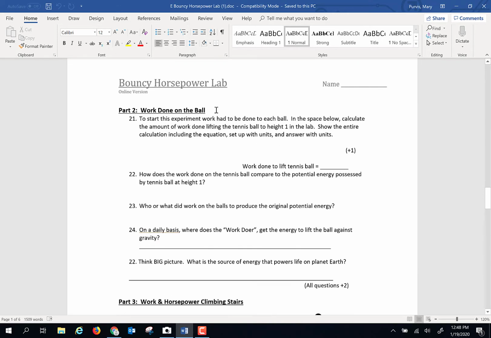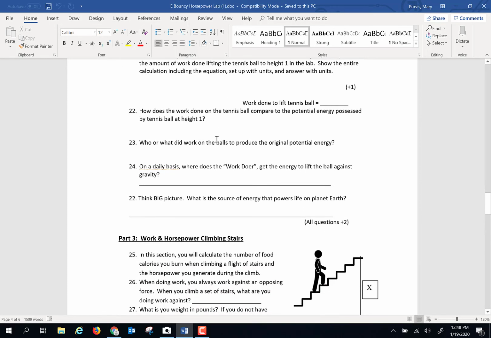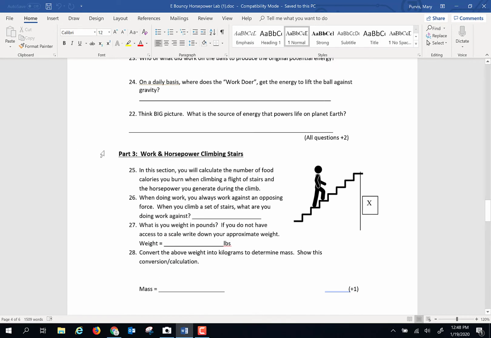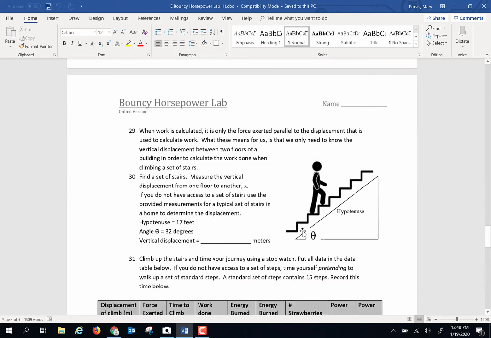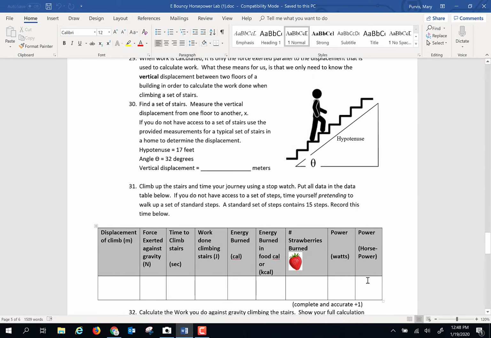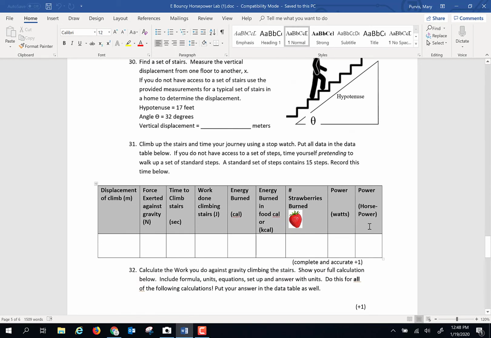Part 2 of the lab, we're going to talk about work done. How did the ball gain energy in the first place? What was the source of the original energy? And then part 3 is all about horsepower and climbing stairs. So if you have a set of stairs in your home, in your apartment, climb that set of stairs. You're going to measure the vertical displacement, time yourself going up those stairs, use that data to calculate your horsepower in watts and horsepower as you climb those stairs.